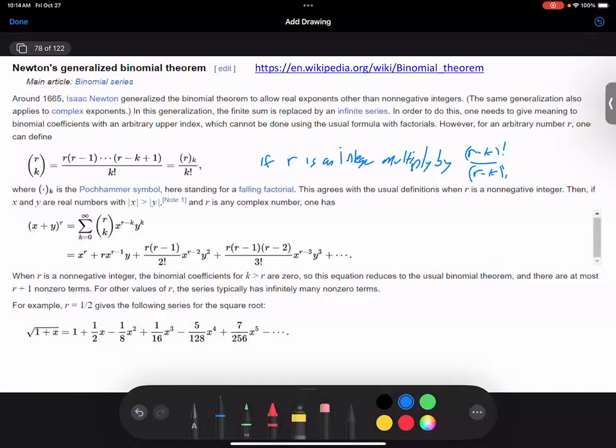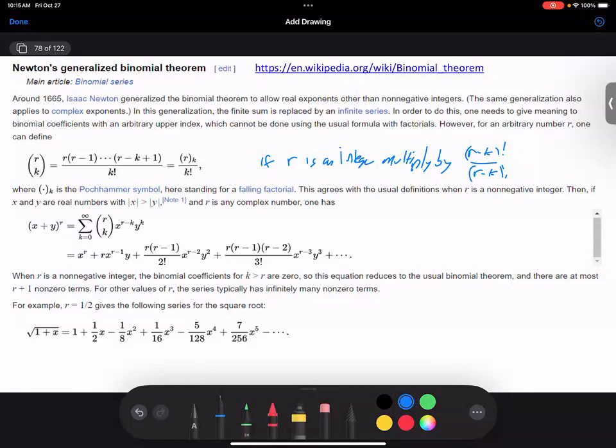What should happen? Should we have infinitely many terms if R is a positive integer? No, the binomial theorem has only finitely many terms. If I give you a power of 10, how many terms are there in x plus y to the 10? Almost. No. I'm sorry? 11, right? How many terms are there in x plus y to the 17? How many terms are there in x plus y to the 1701? 1702.